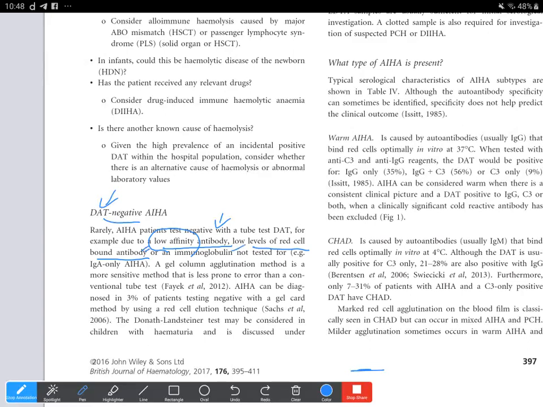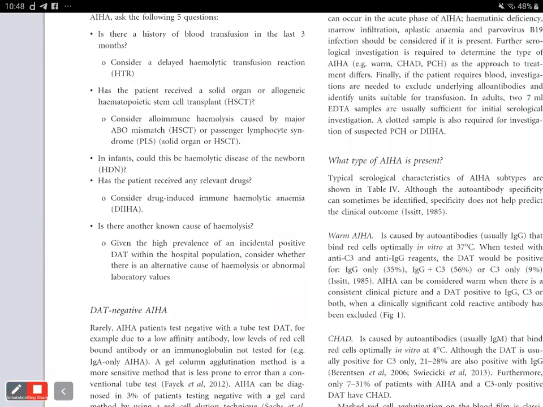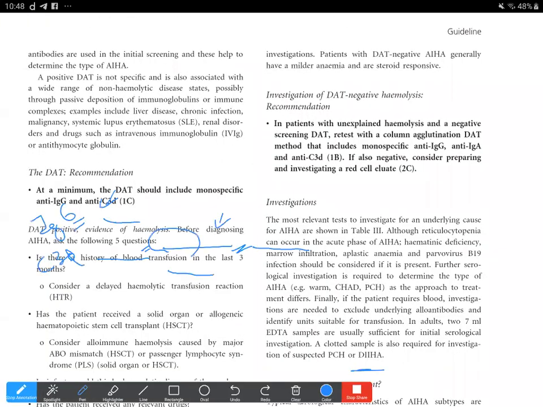Also, the technique that is used, for example tube testing, may often miss a lot of antibodies, so we need to proceed with gel column agglutination. Then also, most of the DATs that we have, the polyclonal DATs, are IgG and C3d specific. So in those cases that have atypical immunoglobulins like IgA or IgM type, they may be missed, so we need to use monoclonal antibodies also. They have stressed here that for these cases we need monoclonal IgG, IgA, and anti-C3d monospecific antisera.